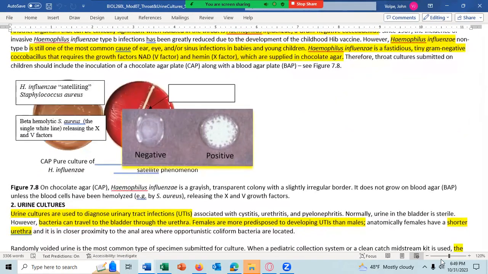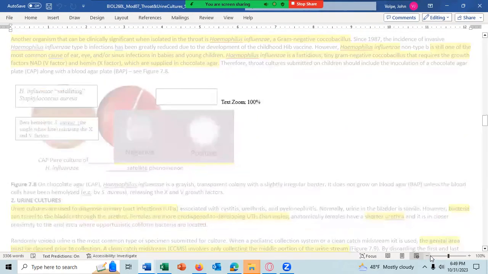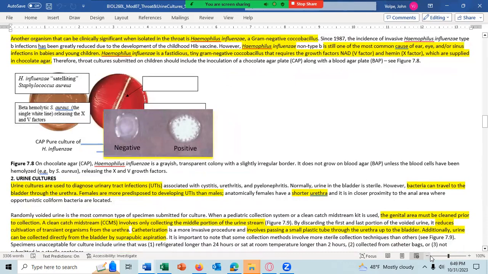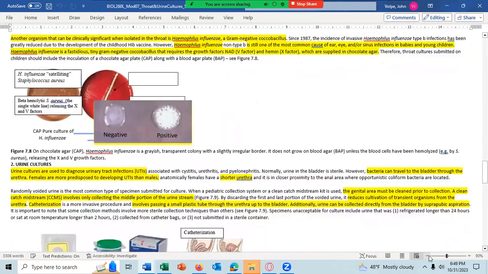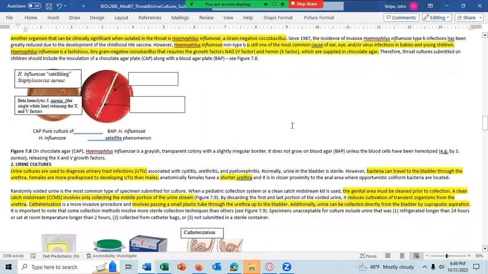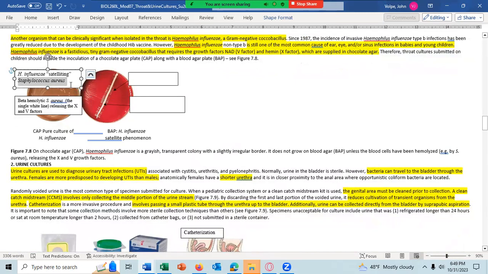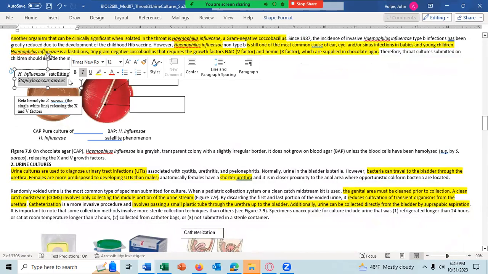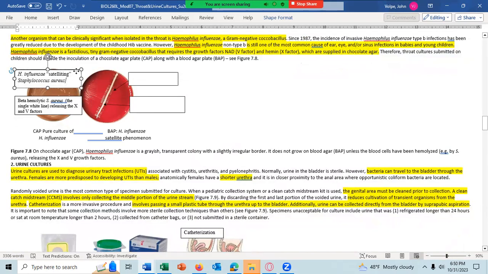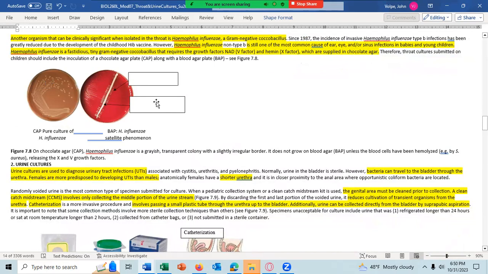Let me see if I can shrink that and that'll disappear. Not sure why this is all messed up. There's the catalase test. Oops, what happened to my picture now? I don't know what happened to this. Oops, there I lost that too. Oh well, I'll just have to remember this. I don't know what happened to that.